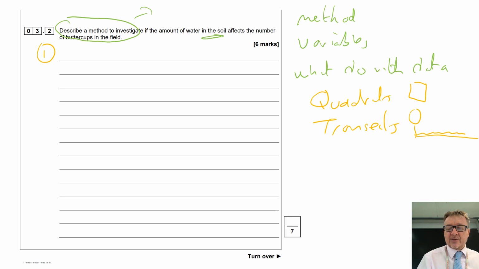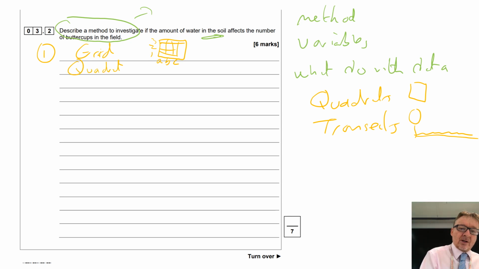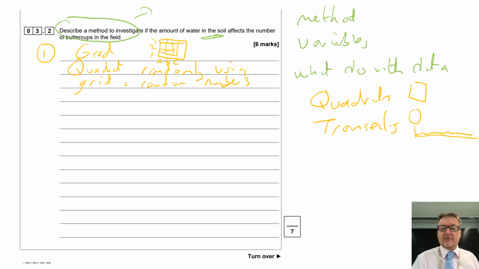And then you've got a line that then goes underneath it, like a string line. So number one is you split your field up into a grid. Often it'll just be new lines across it, and you might name that 1, 2, 3, or A, B, C. And then you place the quadrat randomly, using the grid plus random numbers. You can't just say, oh, I'll just throw it on the field, because then that's just biased and it's not scientifically correct.